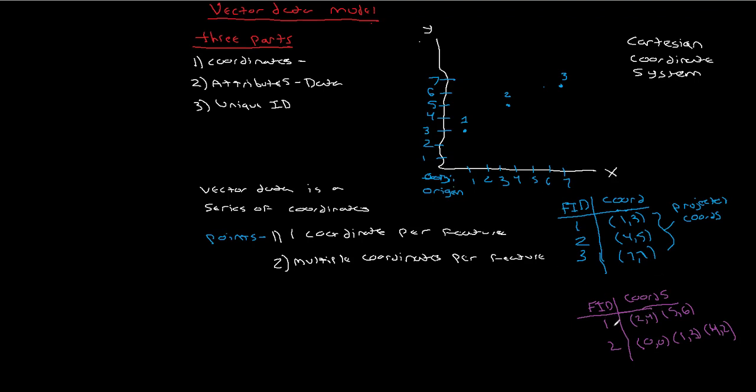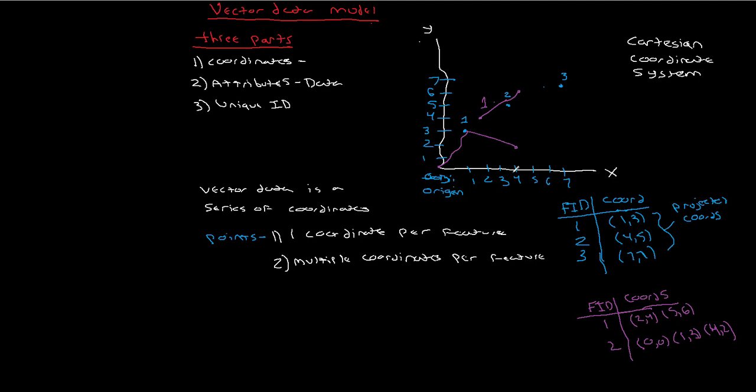So the first one here is going to be 2, 4. And then it's going to go to 5, 6. And we're going to connect it with a line. And this is our first line. Our second one has 3 coordinates. We're going to do the same thing. We're going to go from 0, 0 to 1, 3, which is there, to 4, 2, which is there. And again, we're going to connect them in order.